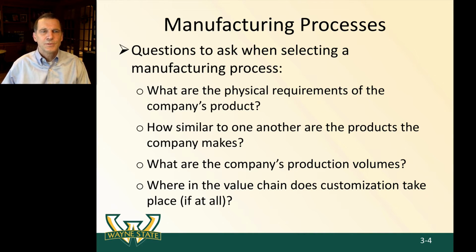So how much similarity do we have, and what are the production volumes? High volume to one company is low volume to another. So volumes are relative, but what are the volumes? What are the actual numbers? How many do we need to build? And where in the value chain does this customization take place, if we have customization?